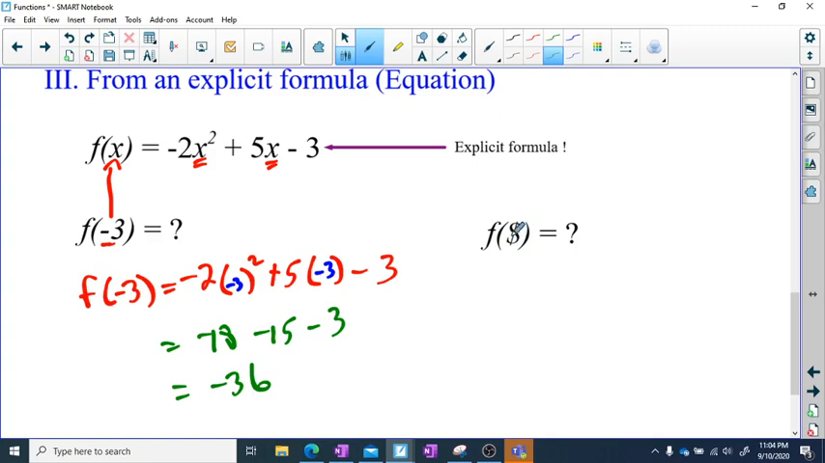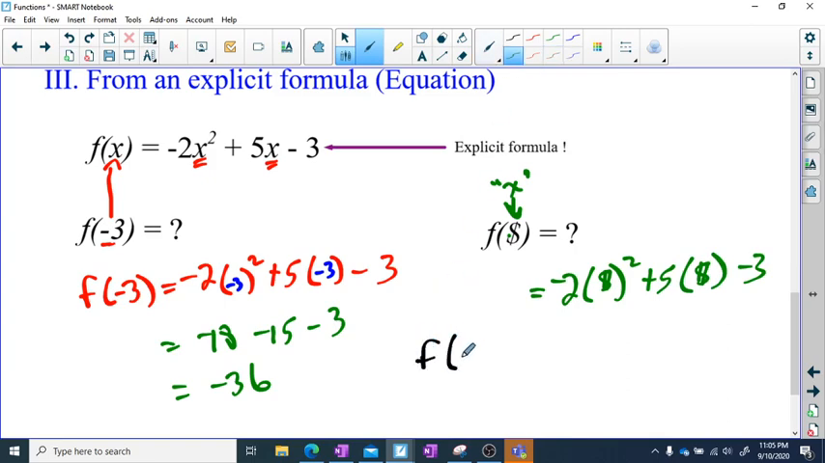It doesn't have to be a number. I'm just showing you it could be a symbol. F at dollar sign, I don't care what is in here. It's telling me to replace x with a dollar sign. So f at dollar sign would tell me to go to function f, and wherever there's an x, replace it with a dollar sign. It could be a binomial. If I wanted you to find f at w plus 2, that means wherever there's an x, you're going to now replace it with w plus 2.